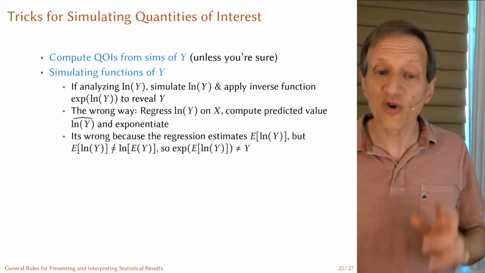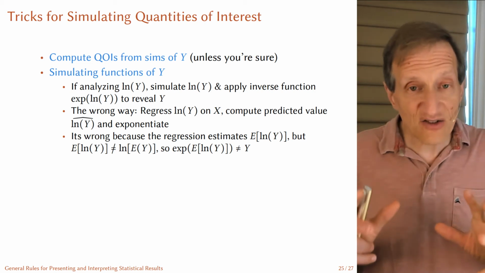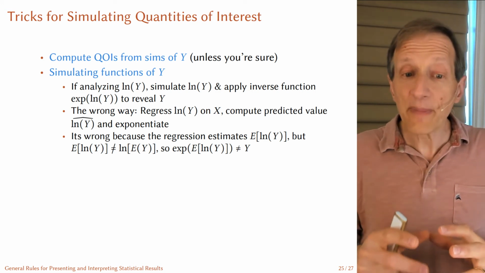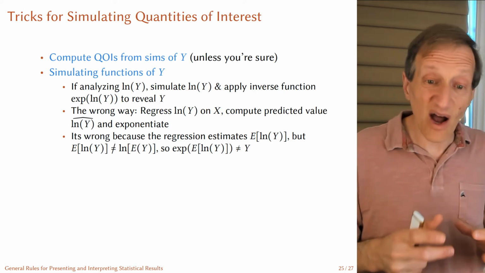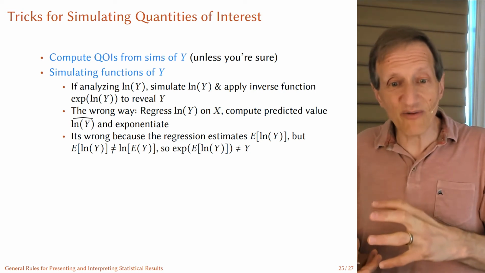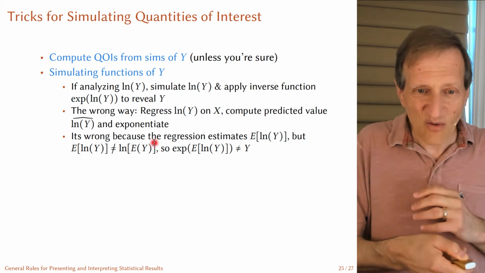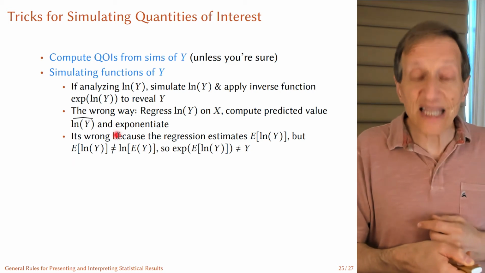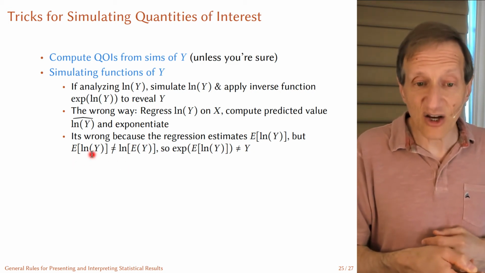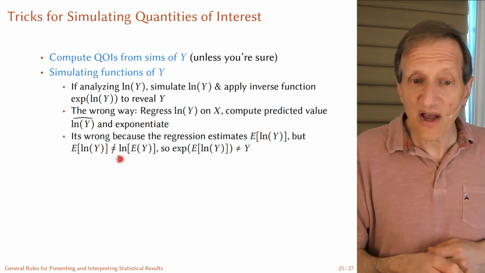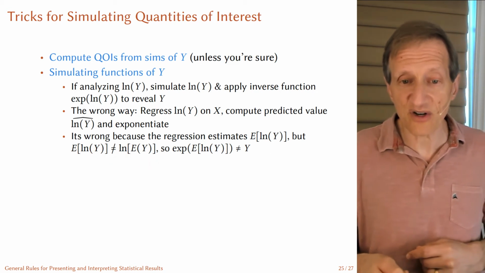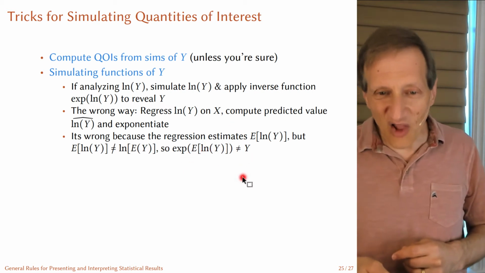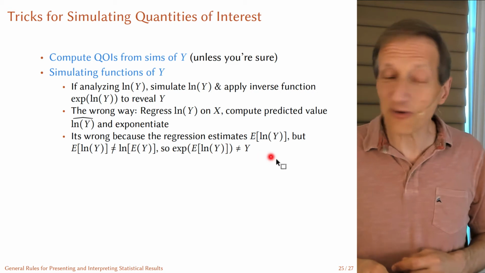It's wrong because the regression estimates the expected value of the log of y. It does because the log of y is your dependent variable. But the expected value of the log of y is not equal to the log of the expected value of y. Why is this true? Why are these two not equal? They're not equal because the expected value is a linear operator and the log is not linear, and so you can't do this. You can't swap the log function and the exponentiation function. And so the exponentiation of the expected value of the log of y, which is the dependent variable, is not equal to y. It doesn't work.